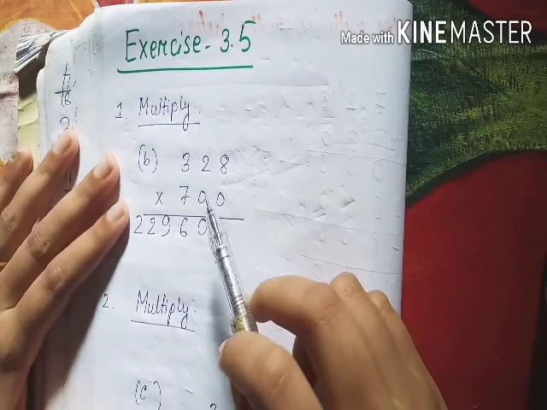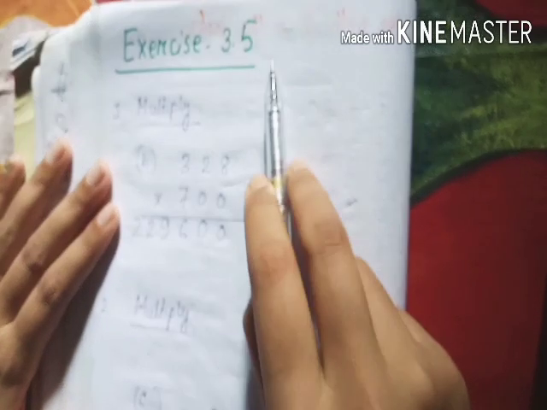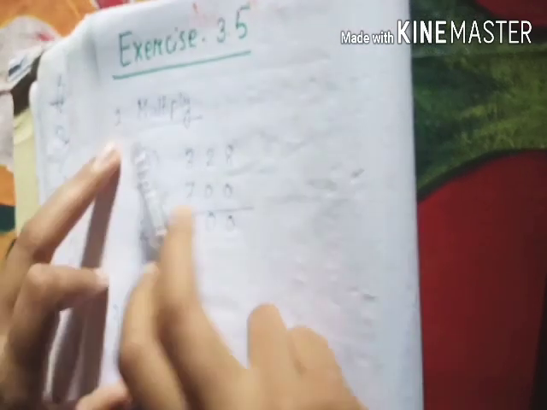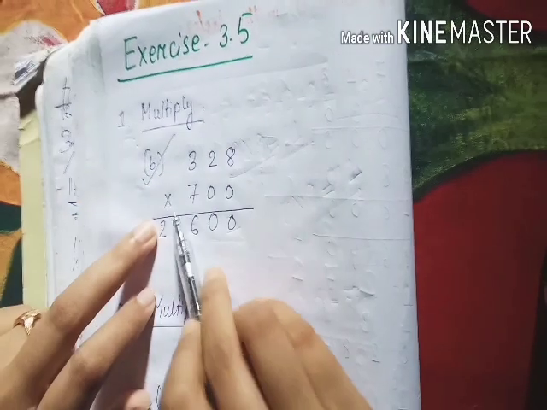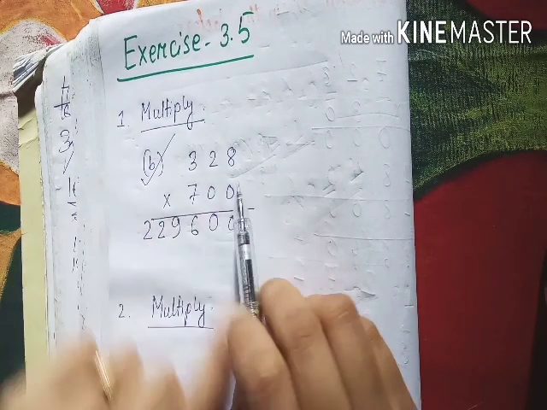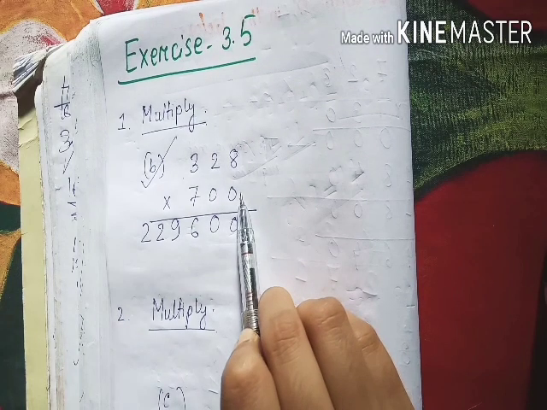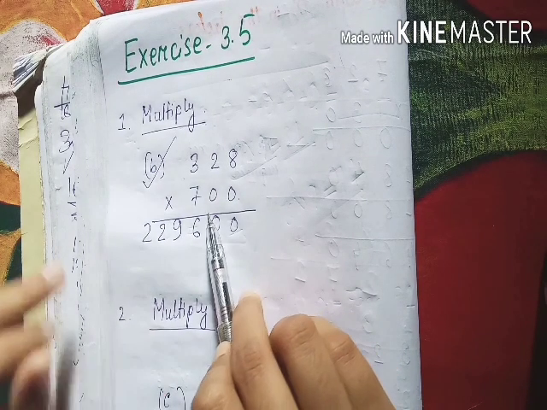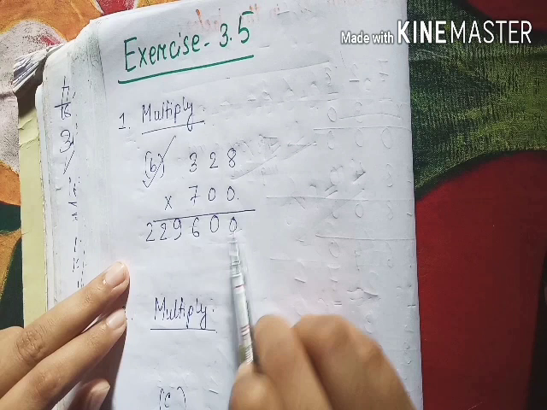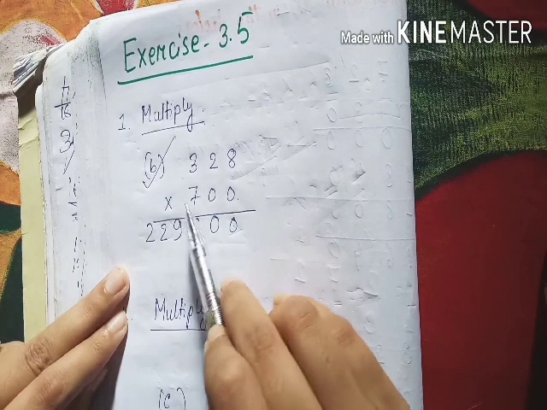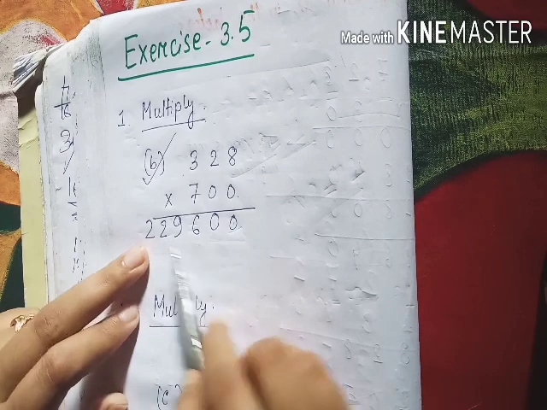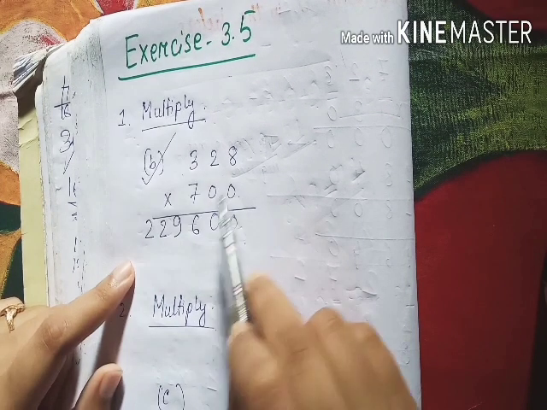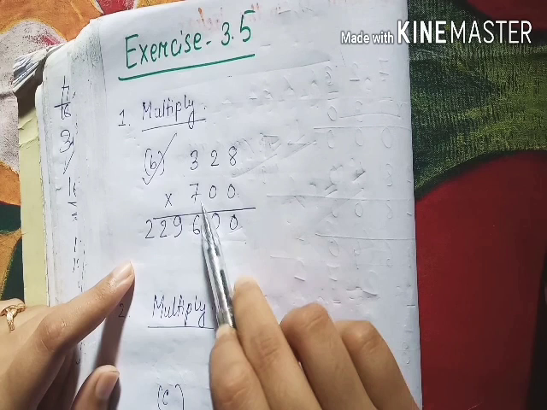Now let me show you some questions from exercise 3.5. Okay students, so question number 1, multiply. So in part B I'm solving 328 into 700. Okay, so here you can see our ones place and tens place are both 0, so you can write 0 for both the places, and you can start from the 100 place. So if you multiply this, you will get this. Okay, so in one step only we can complete this, because the ones place and tens place are 0.